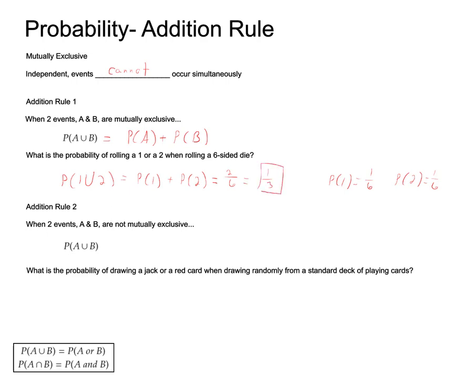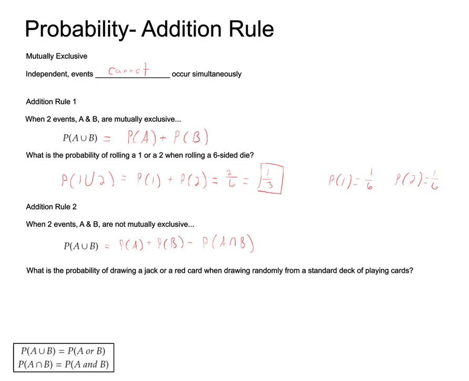Okay, so that's the first addition rule. The second addition rule: when two events A and B are not mutually exclusive, then the probability of A or B is the probability of A plus the probability of B minus the probability of A and B. And the symbol for the probability of A and B is the A with basically the upside down U. You can see that at the bottom of the page in the key as well.